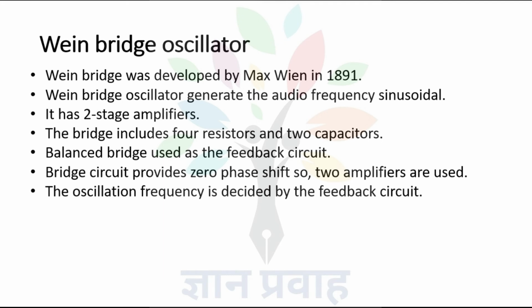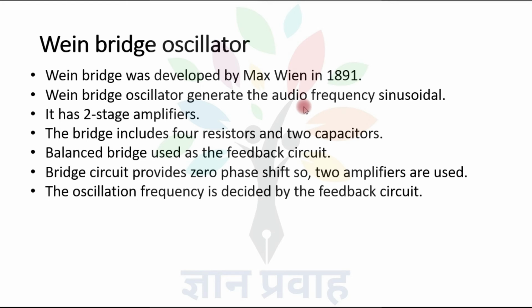Bain bridge oscillator. It is another RC oscillator, and the Bain bridge was developed by Max Bain in 1891. The Bain bridge oscillator generates audio frequency sinusoidal signals. In Bain bridge oscillators, we generally use two-stage amplifiers because one amplifier stage provides 180-degree phase shift, so for an overall 360-degree phase shift, we require two stages of amplifiers.